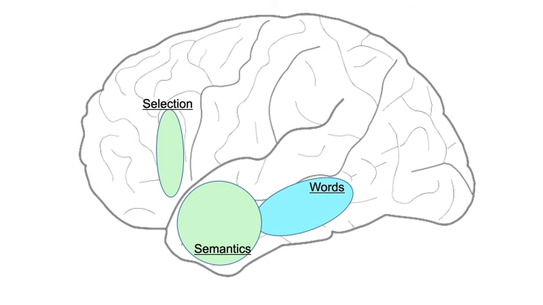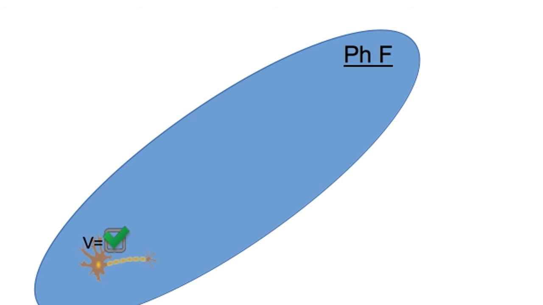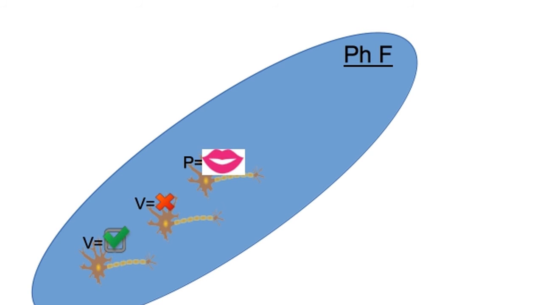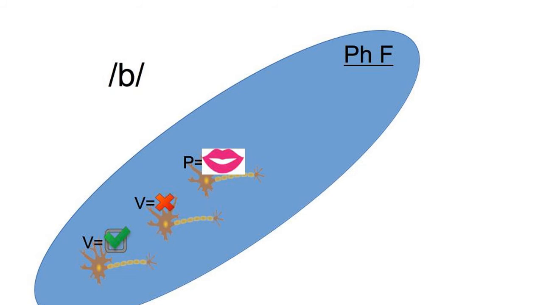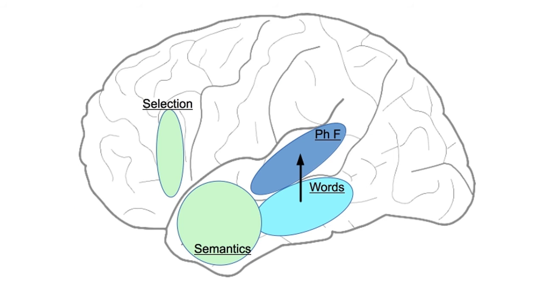In the brain, this area represents phonological features. So some neurons are tuned to voice equals yes, others are tuned to voice equals no, and other neurons are tuned to other types of features, such as place equals lips. For example, the phoneme b is specified when neurons tuned to place equals lips and to manner equals stop and to voice equals yes are all active together. Connections between words and phonological features specify how words are pronounced.